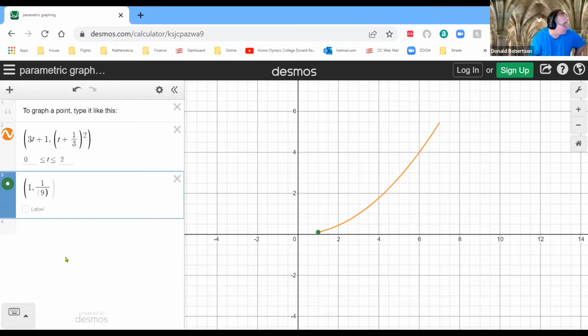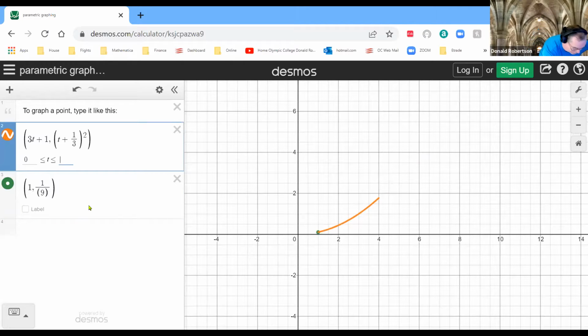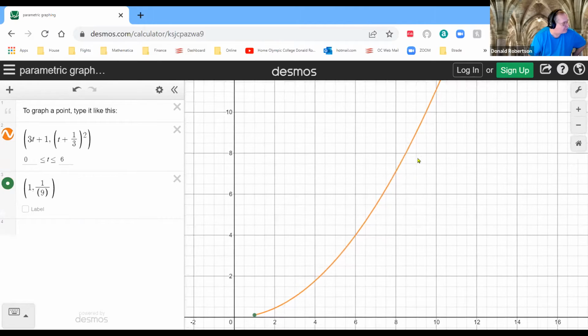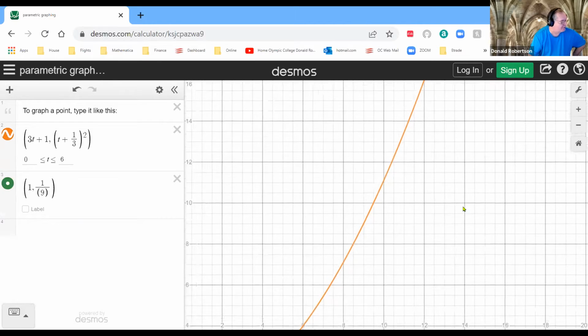So, well, I already know. Can you see the green dot? Can you imagine the other dot's going to be there? Isn't this going to be a curve that goes uphill? Now, if I change this not to 2, but say 6, you get to see just more of the curve. A lot more of the curve. There we go.